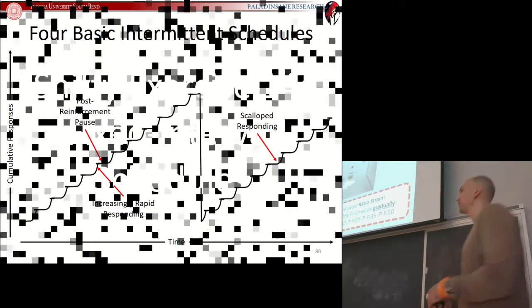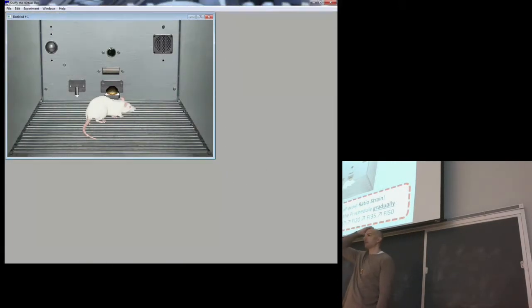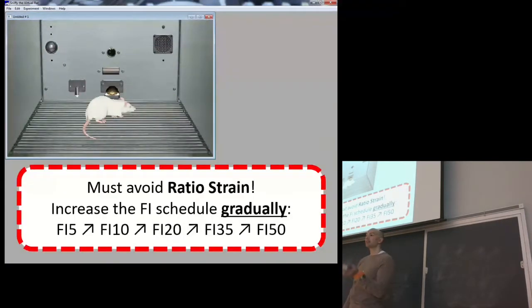So just to wrap up this one, you will be putting Sniffy on a fixed interval schedule, much like the other ones. Avoid that ratio strain. Take them from a fixed interval of 5 to a fixed interval of 10, gradually up to a fixed interval of 50. You should see that nice scalloped pattern, so wait for Sniffy's behavior to stabilize.